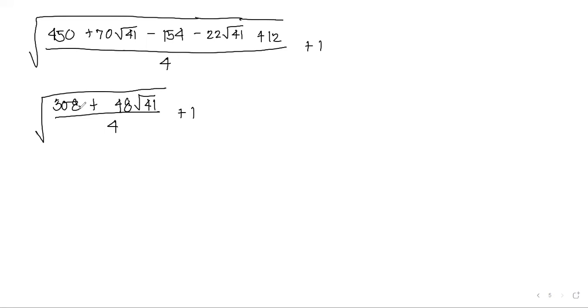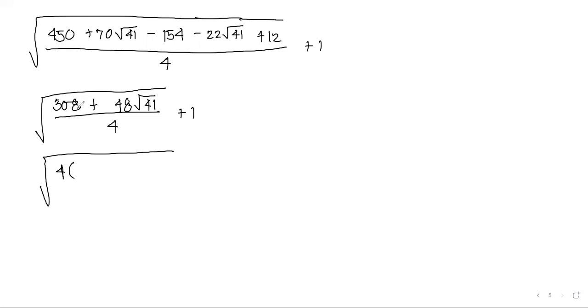Pwede siyang, wait. 4, 8, 9, 10, 11. Yeah, 4. Divisible 2 by 4, divisible 2 by 4. So, labas natin sa 4. 308 divided by 4. By the way, paano kung sabing divisible siya by 4? Ganito. Kasi pag sabi natin divisible by 4, yung last 2 digits niya should be divisible by 4.